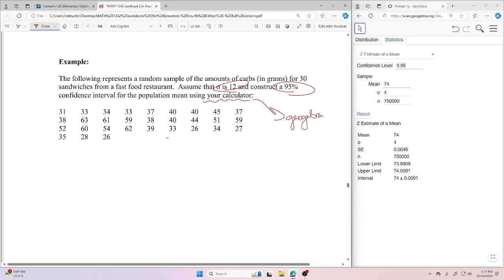Yay, GeoGebra. I need to make a theme song for it. Maybe we can come up together and do a theme song for GeoGebra. GeoGebra.